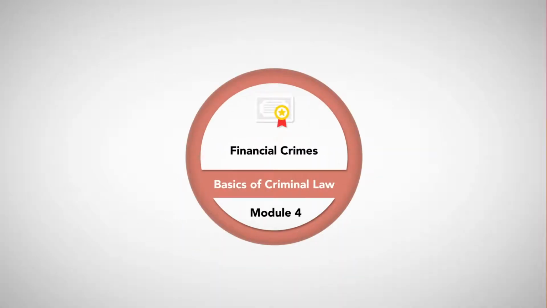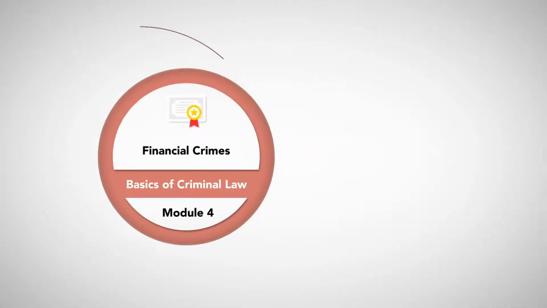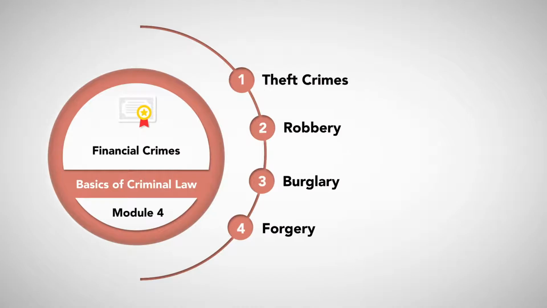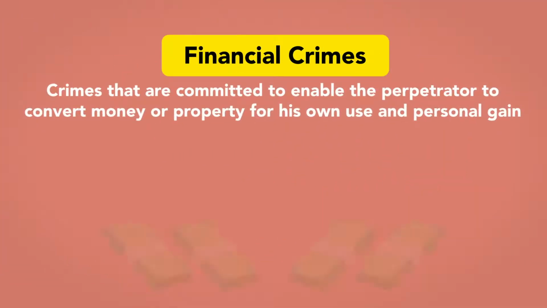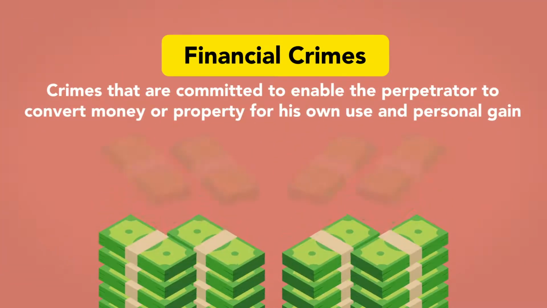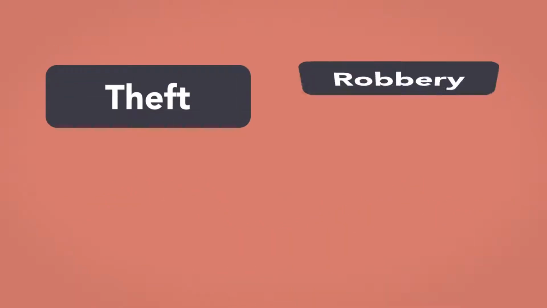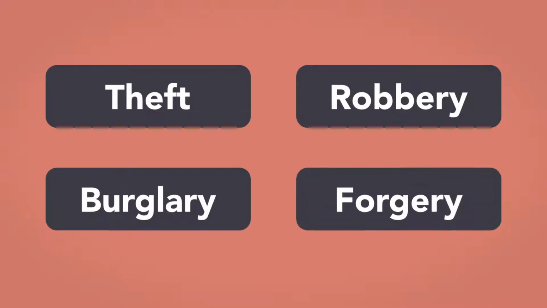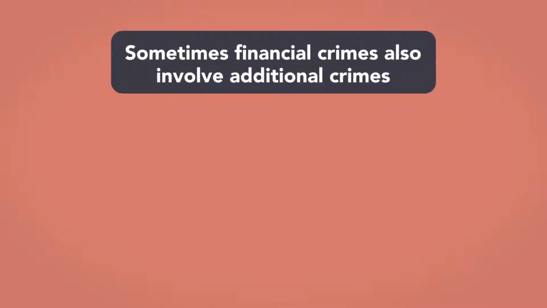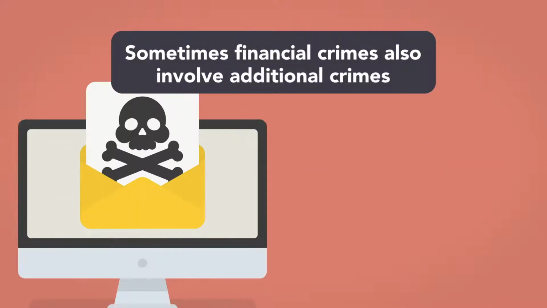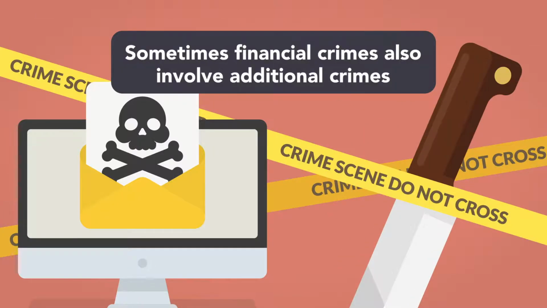Module 4. Financial Crimes. Financial crimes are crimes that are committed to enable the perpetrator to convert money or property for his own use and personal gain. Financial crimes include theft, robbery, burglary, and forgery. Sometimes financial crimes also involve additional crimes, such as computer crimes or even violent crimes.